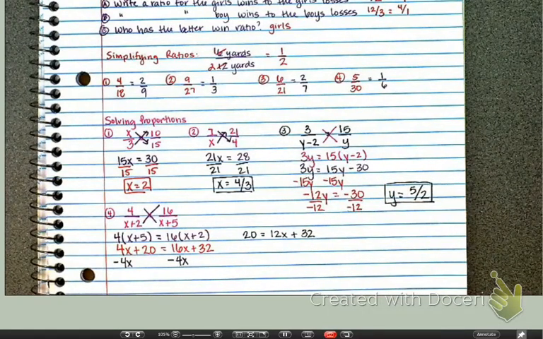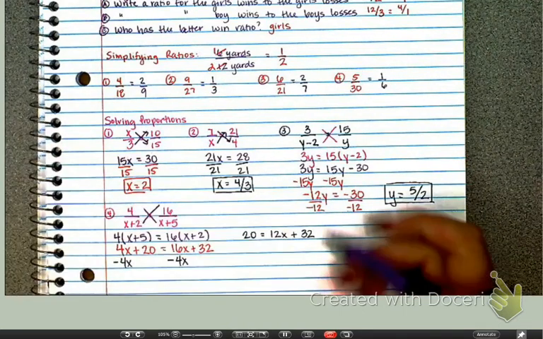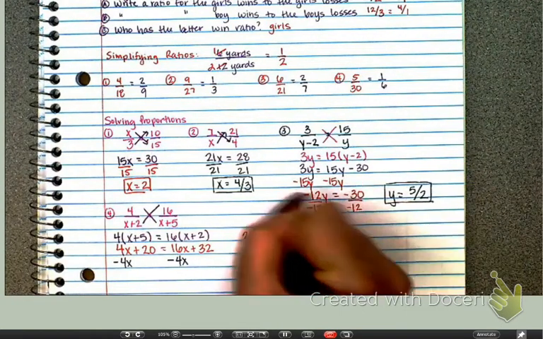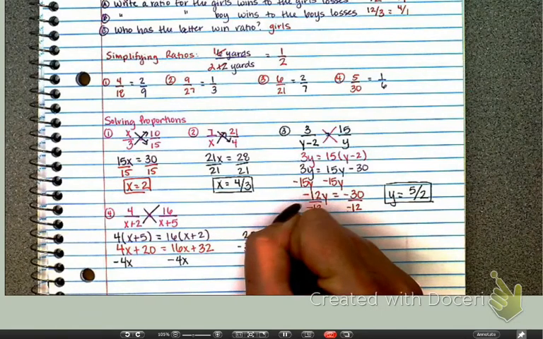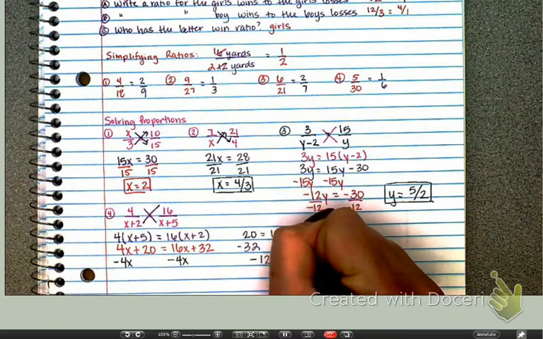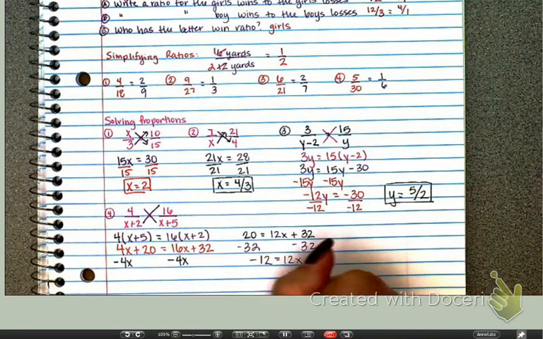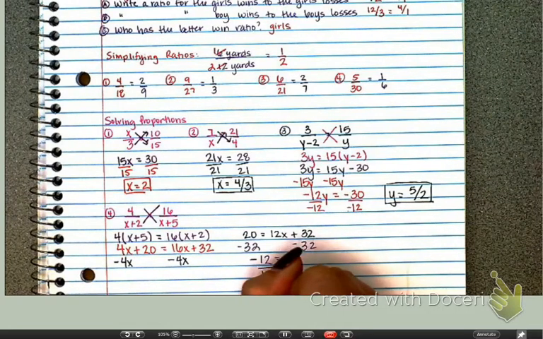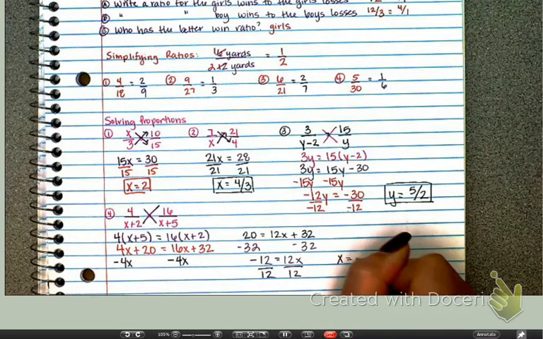I want x by itself. So what do I do from there? Subtract 32. So negative 12 equals 12x. Final step is to divide by 12. You should have gotten x equals negative 1.